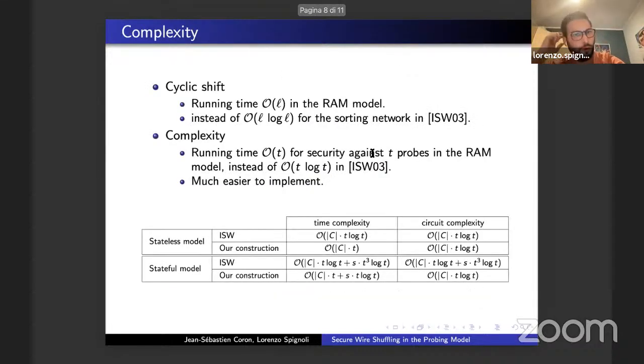Of course, as I told you, the cyclic shift has a complexity of big O of L, linear. So the overall time complexity of the protocol will be the number of gates times T.